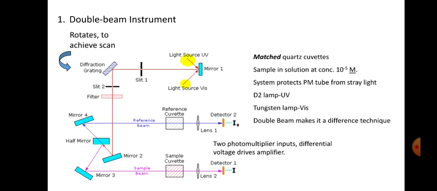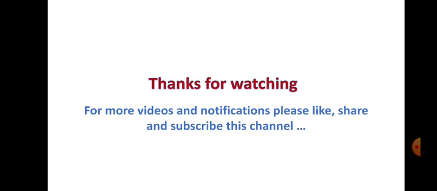And this double beam makes the difference technique possible. There are a lot of analytical methods based on UV spectroscopy. You can use difference spectroscopy, where we need a difference in absorbance, that is delta A, and that can be easily found by using this double beam spectrophotometer. So that is all about UV instrumentation and the differentiation between single beam and double beam spectrophotometers.